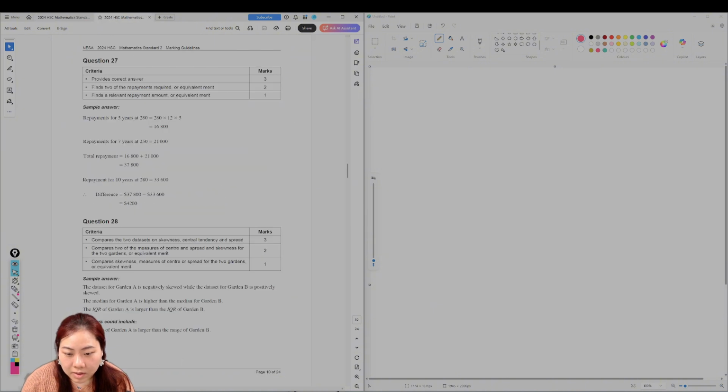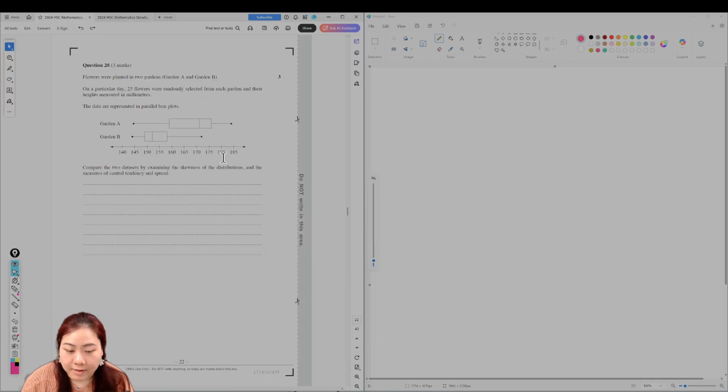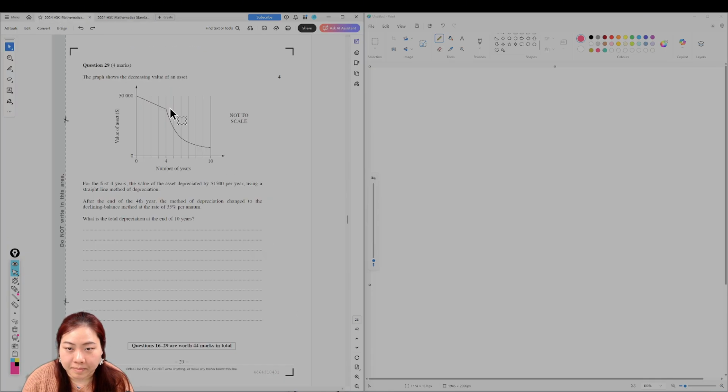Yes. What else is accepted? The range of garden A is larger than the range of garden B. That's what I was talking about, the absolute range from the smallest to the tallest. But they also accept the interquartile range. Alright, all fine by me.